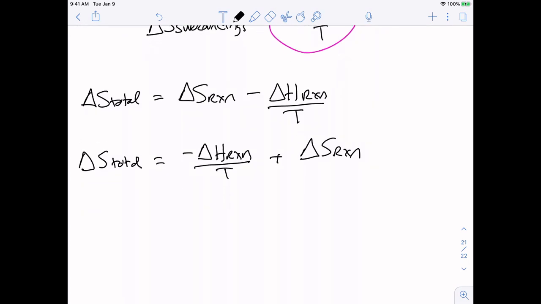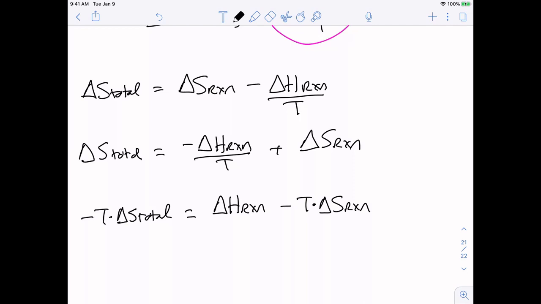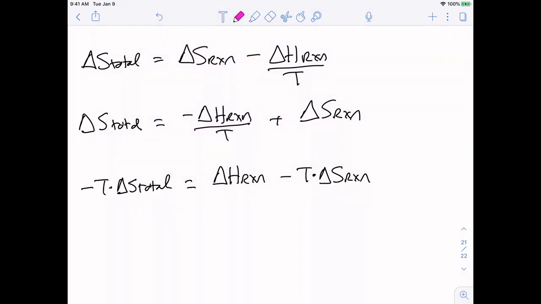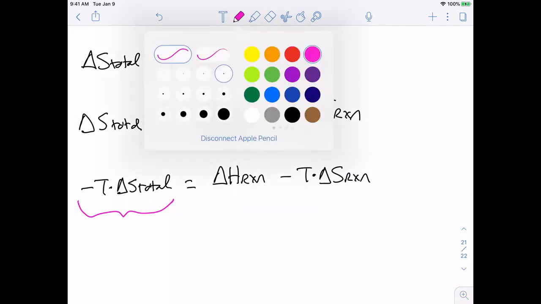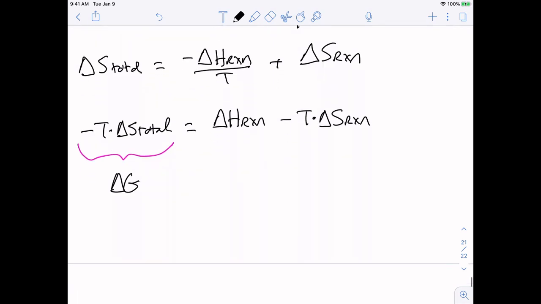So what we're going to do next is I'm going to multiply through by negative T. So when I multiply delta S total by negative T, I get negative T times delta S total. When I take negative delta H divided by T and multiply it by negative T, I actually just get delta H. And then when I multiply delta S reaction by negative T, I get negative T times delta S of my reaction. This part here, we're going to give it a new name, and we're going to call that delta G. Delta G is my Gibbs free energy change, and I'll write that down in a minute. So delta G, and it's actually of our reaction.